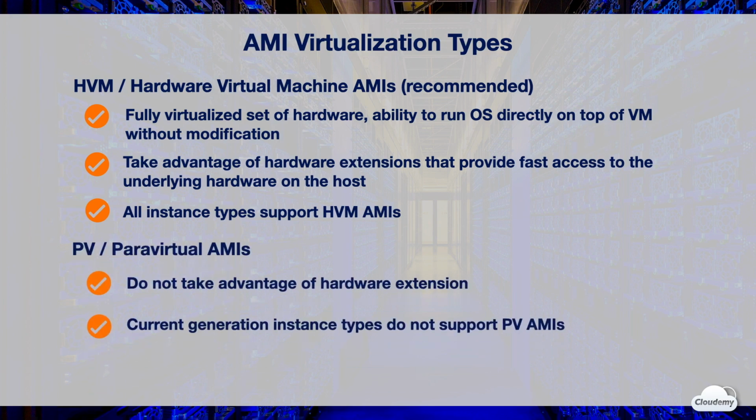Paravirtual AMIs boot with a special bootloader, which starts the boot cycle, and then chain loads the kernel on your image. Paravirtual guests can run on host hardware that doesn't have explicit support for virtualization. However, they cannot take advantage of special hardware extensions, such as enhanced networking or GPU processing. A few previous generation instance types support paravirtual. All current generation instance types don't support paravirtual. For the best performance, AWS recommends you to use current generation instance types and HVM AMIs when you launch new instances.